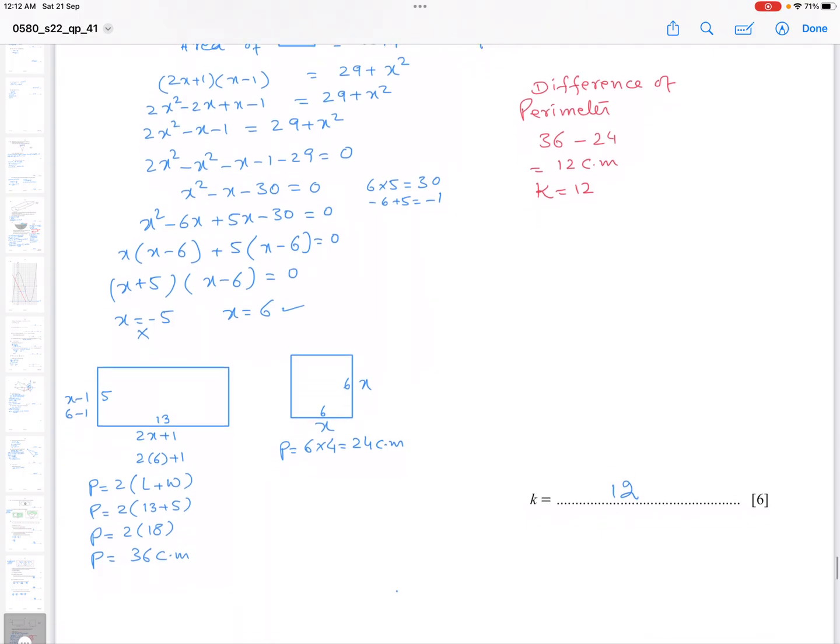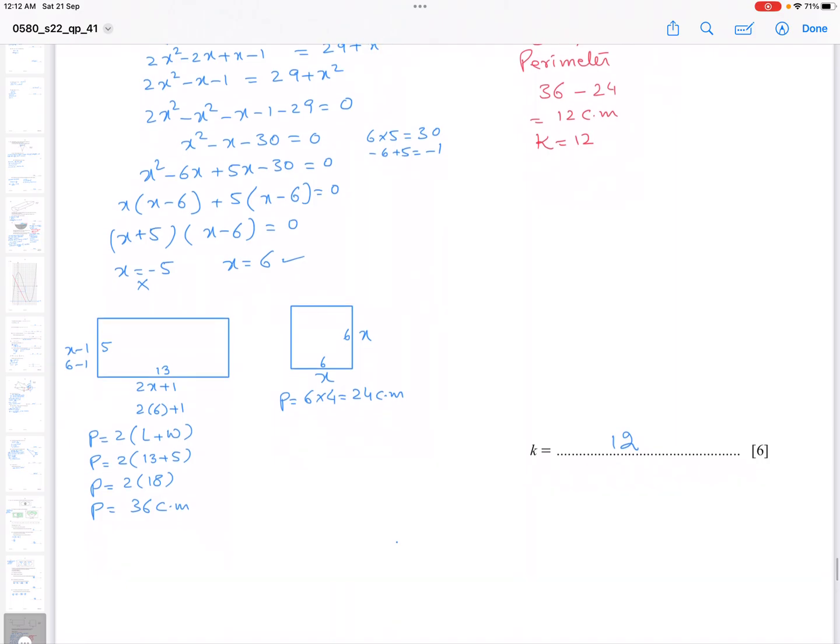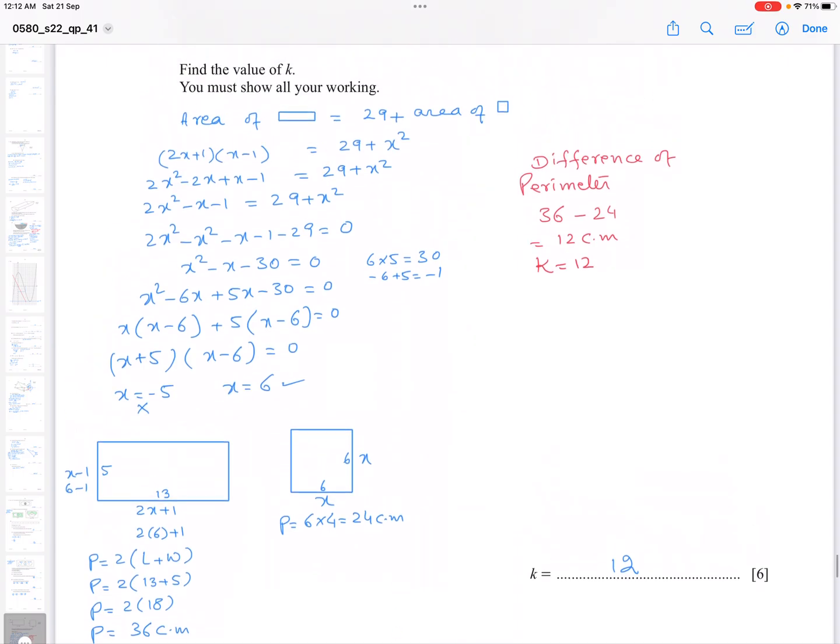So perimeter of rectangle is 36 centimeter and perimeter of square is 24. So difference of perimeter is 36 minus 24, which is 12, and this is the value of k.